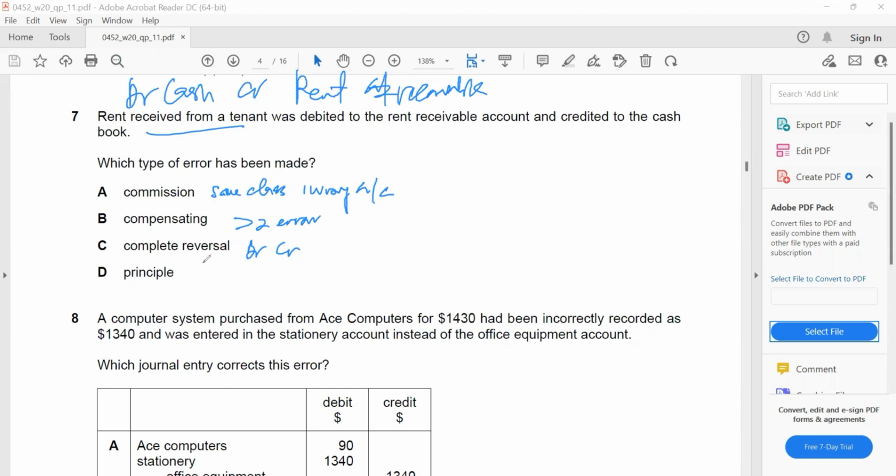Principle is that wrong class, okay, wrong class, but correct amount and correct side. So there is a principle. So the answer should be complete reversal because this is the wrong side already. Debit becomes credit, credit becomes debit.